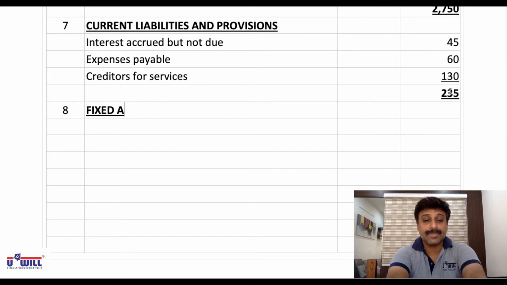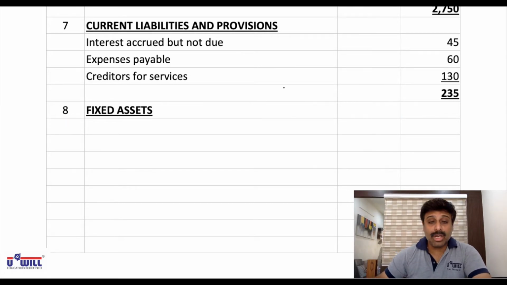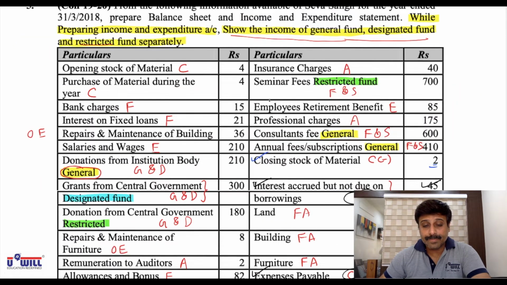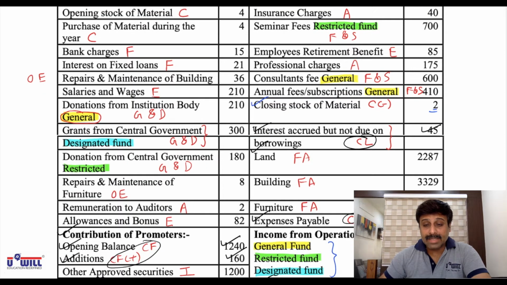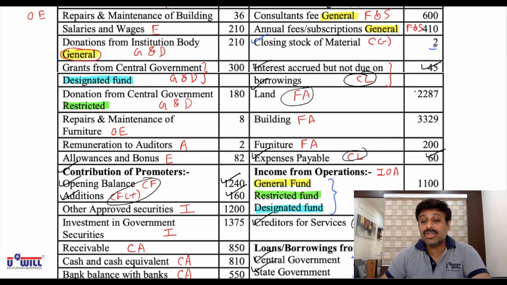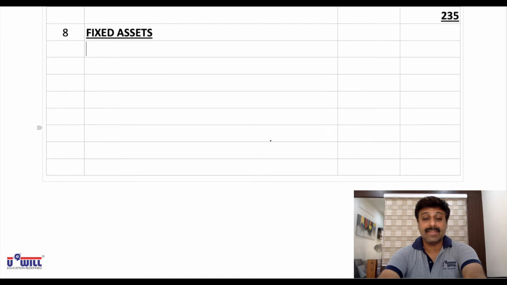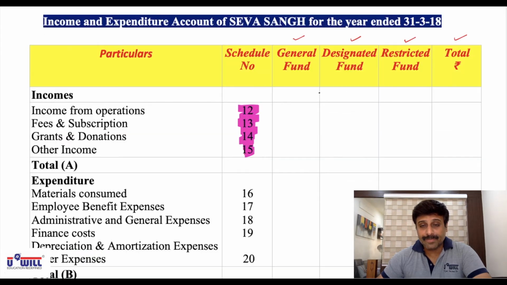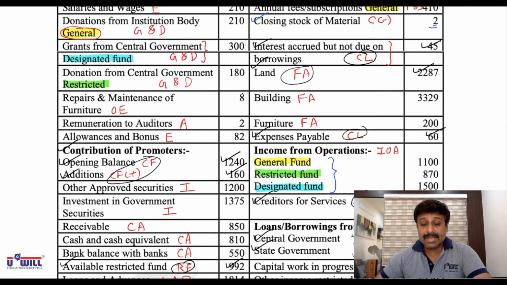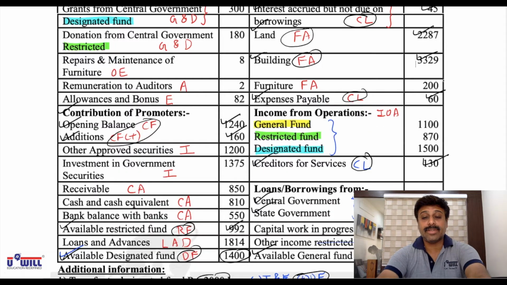So fixed assets, FA marked items. Let us see what all items are marked as fixed assets. Land is there of 2287 and there is no adjustment. Okay, depreciation is not there. So as it is, land 2287. Then other than land, which other fixed assets do we have? Building is there, which is marked as fixed asset, 3329. So building 3329.